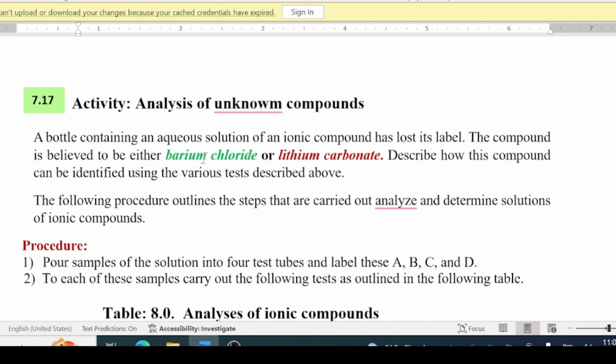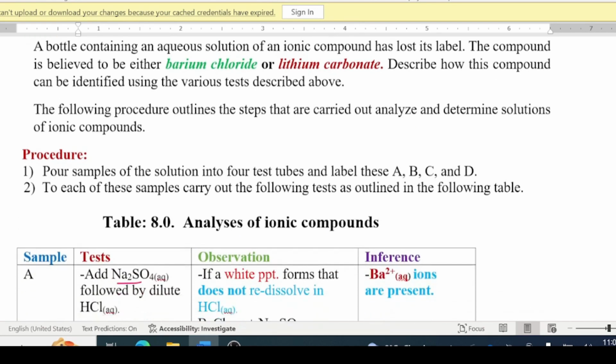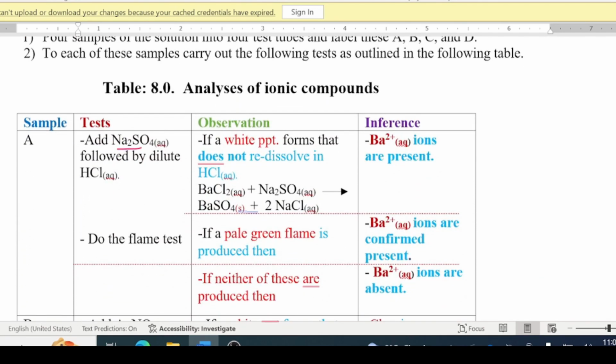Now you know barium will form an insoluble sulfate, right? So if you want to check for barium ions, you'll have to add a sulfate to that. So you want to add sodium sulfate. If a white precipitate is formed that does not redissolve in HCl, you can conclude that the precipitate was barium sulfate, and therefore that will confirm the presence of barium ions. Okay, so this is the reaction here.